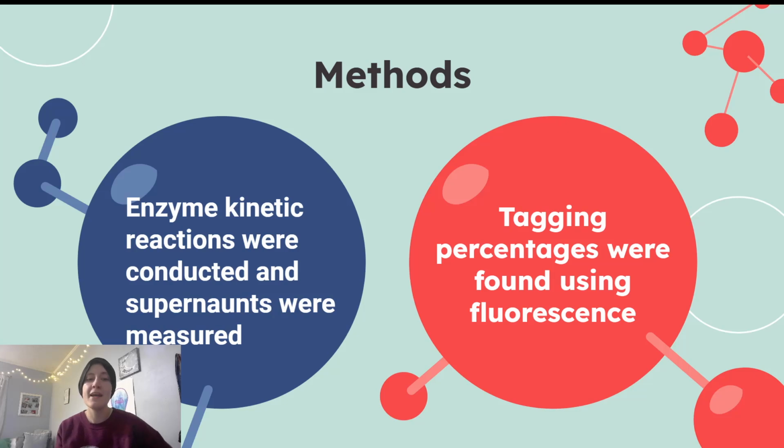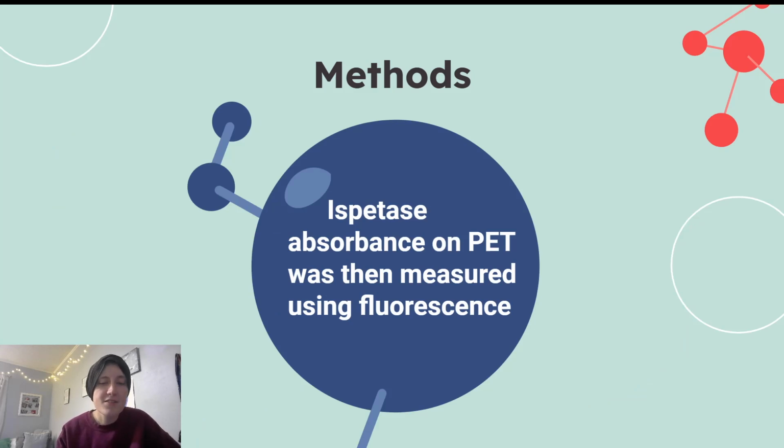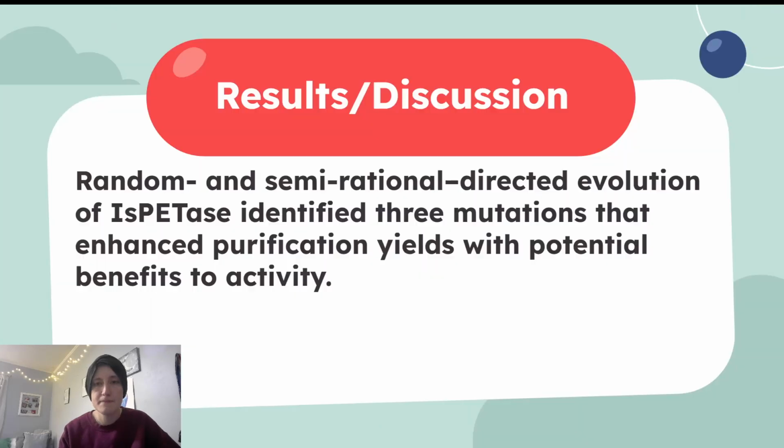Then they took a look at these enzyme kinetic reactions, and they conducted these and used supernatants. And so they measured essentially what was going on by the amount of materials that were used in these breakdowns and in these pathways. And then they looked at tagging percentages, again using fluorescence, so they were trying to see what percentage of things were tagged. And then they also looked at ISPTase absorbance on PET, and they measured that again using fluorescence. So they put this ISPTase on polyethylene terephthalate, and then they used this fluorescence to see how much of it was being absorbed and how much of it was just sitting there not being absorbed.